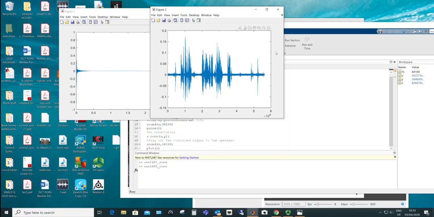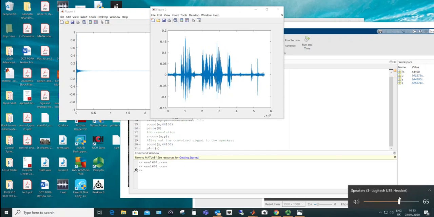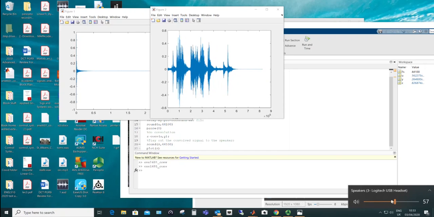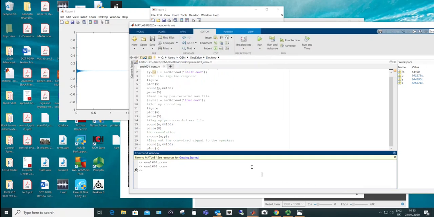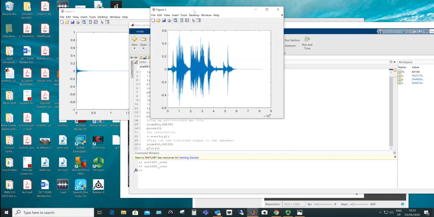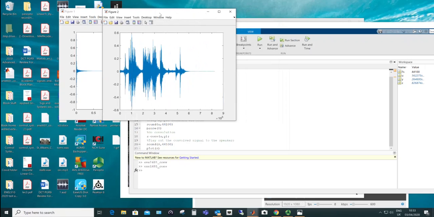This is a test recording. I want to see if MATLAB and convolution will work. Okay. Turn up the volume of the... I don't think the volume is very high. This is a test recording. I want to see if MATLAB and convolution will work. And that's the convolved version you've just heard.